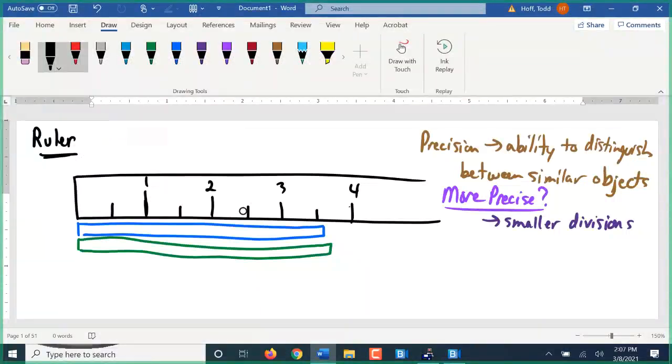So how do we make it more precise? Cut those in half again. We're going to a quarter of the unit. Now we can distinguish between them. The blue here is 3.5 units, while the green is 3 3/4 units. So we have now reached a level of precision that allows us to distinguish. That is the degree of precision.